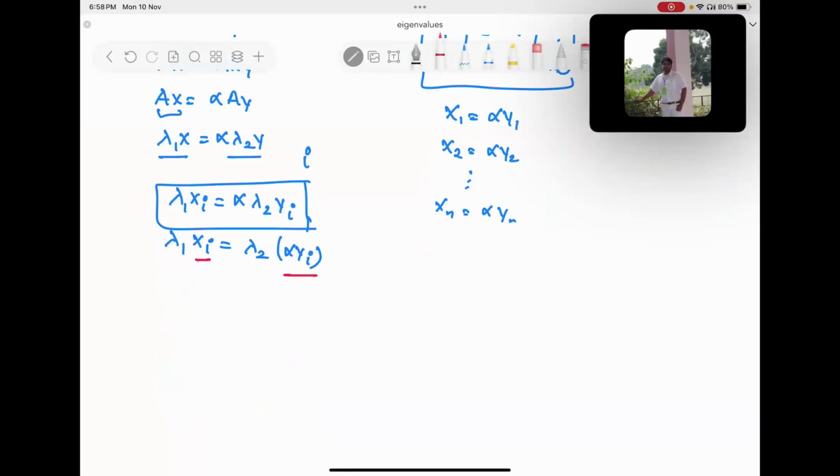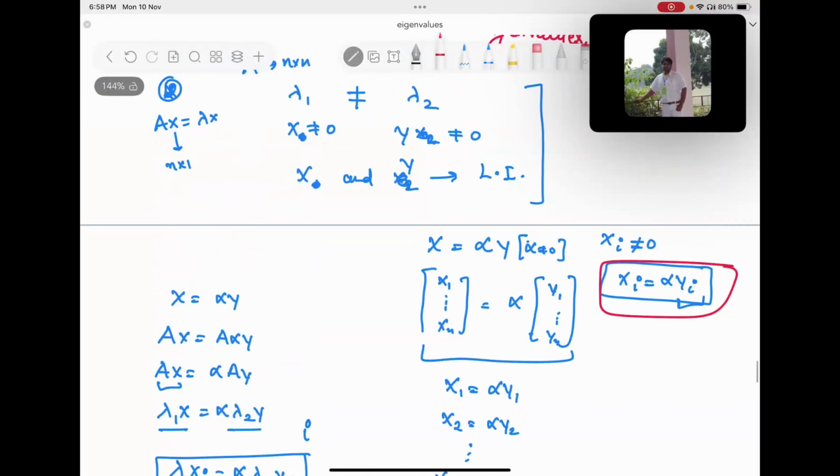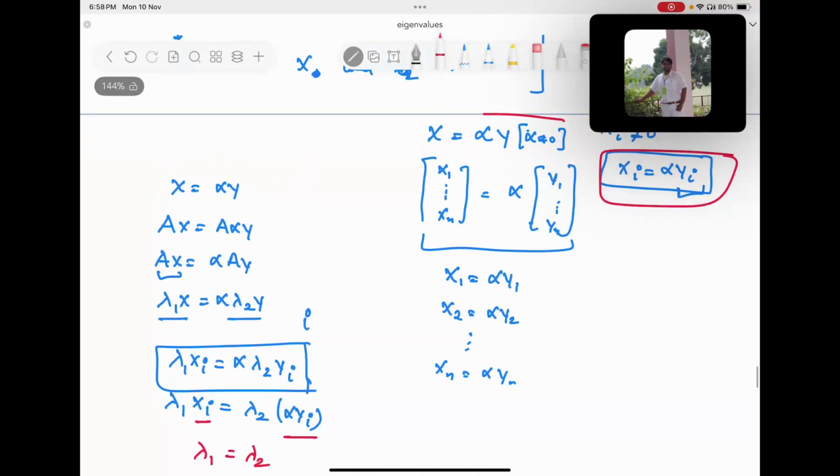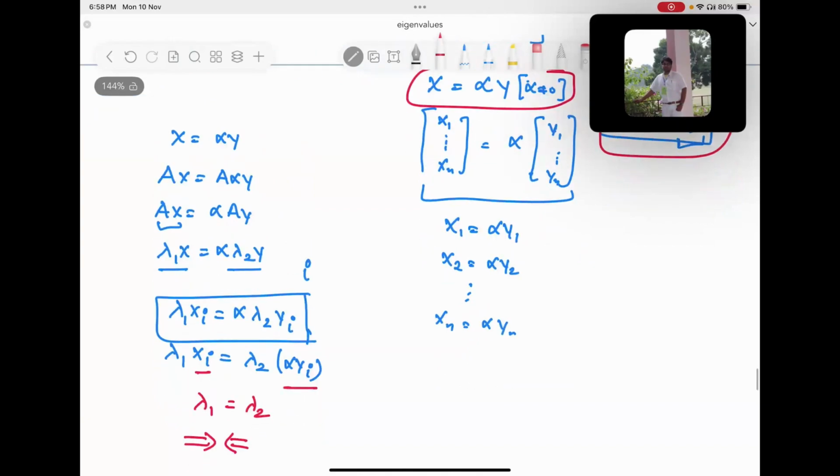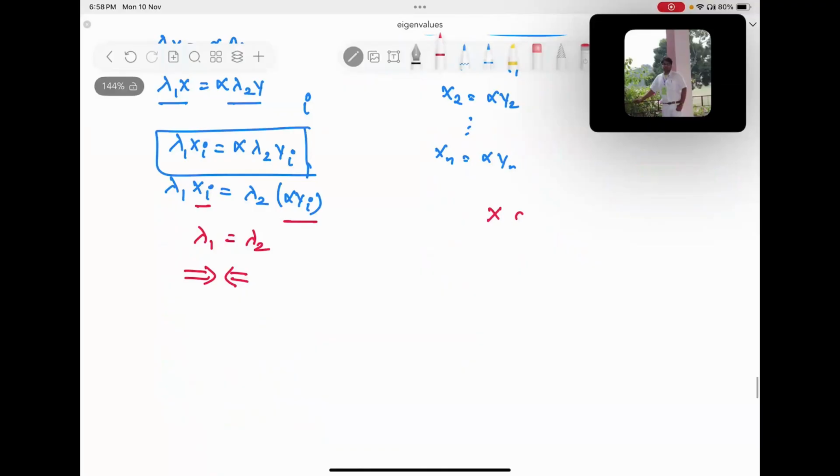So this will get cancelled. So you will have lambda 1 equals lambda 2. This is a contradiction because we have taken lambda 1 not equal to lambda 2. Right, so this cannot happen. So x and y have to be linearly independent.